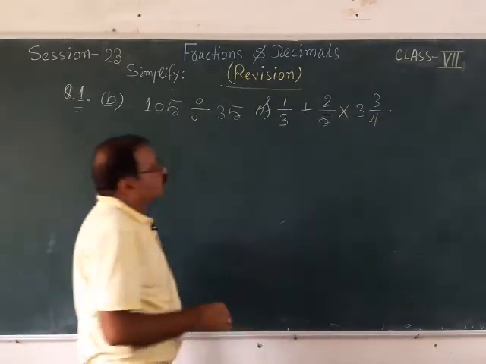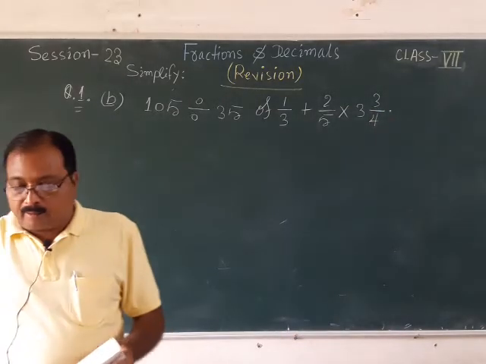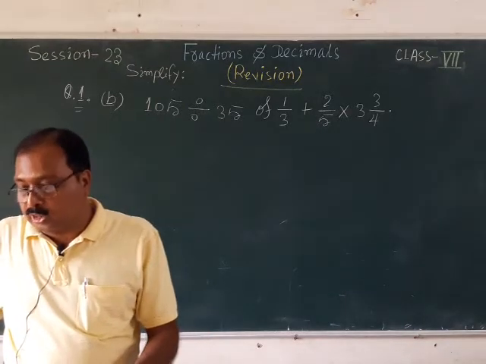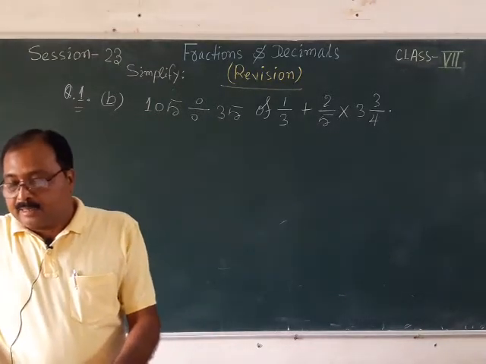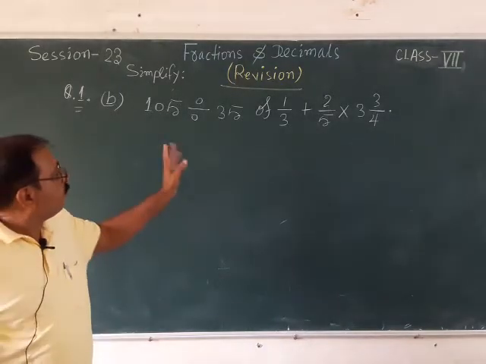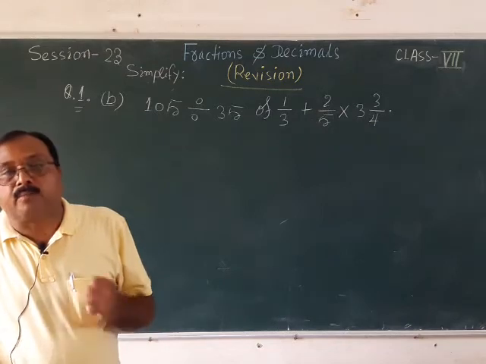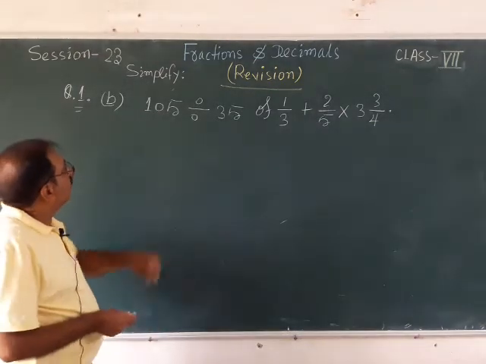This is another question. You can try by yourself first, then you can see my solution to check it. It is 105 divided by 35 of 1 by 3, then there is plus 2 by 5 multiplied by 3 whole and 3 by 4.